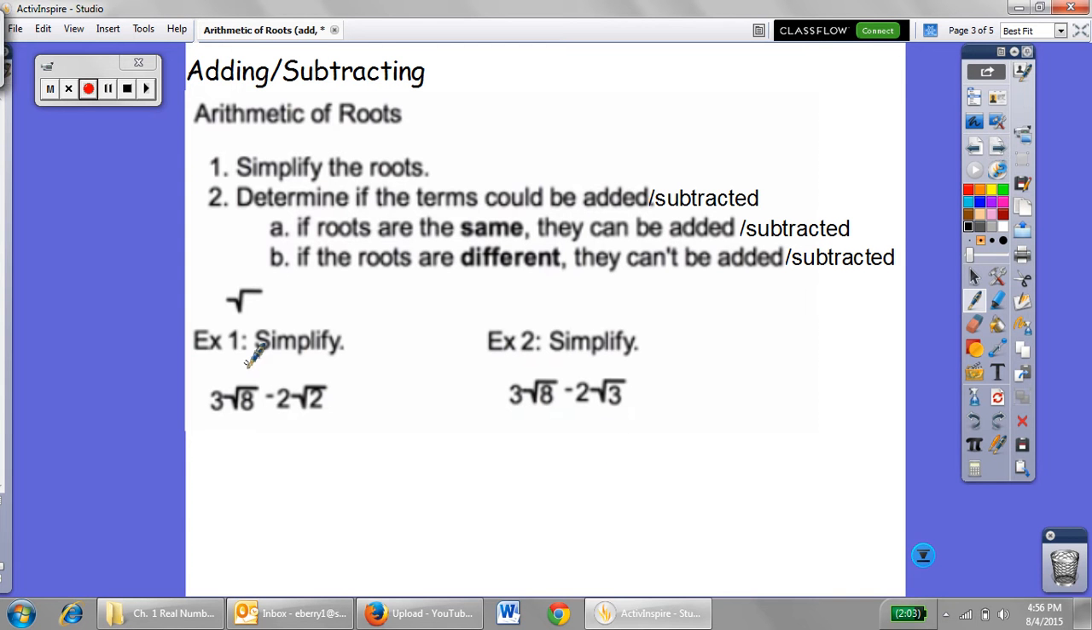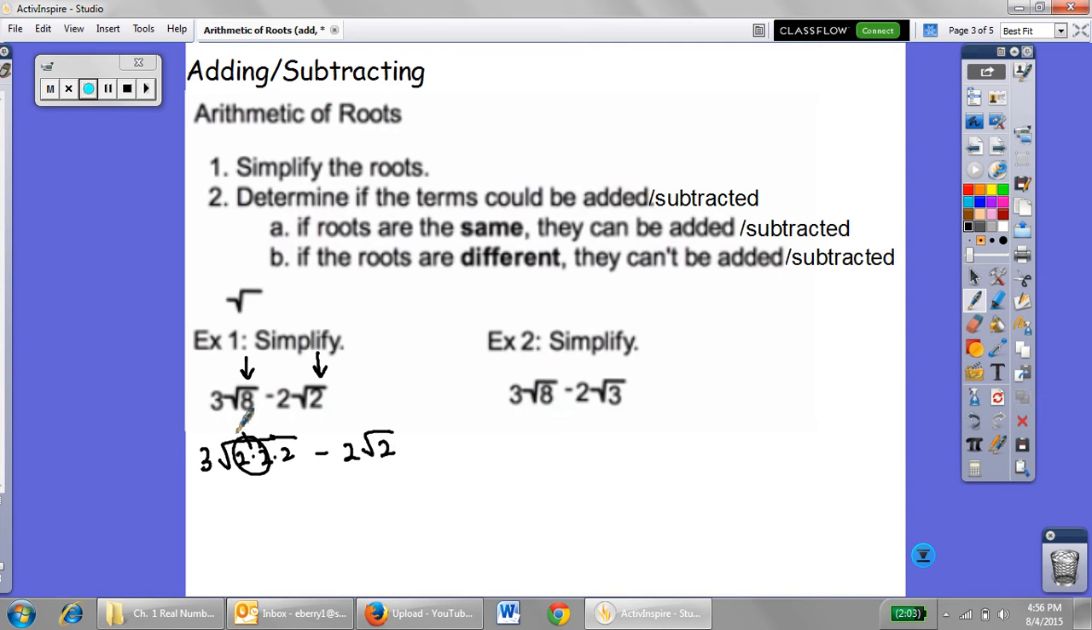First, notice that square root of 8 and the square root of 2 are different roots. So from the beginning, we are not allowed to subtract these. First, we need these to be the same number. So let's simplify the square root of 8. That simplifies to 2 times 2 times 2. And I still have the second part, 2 square root 2, and I can't simplify anything there.